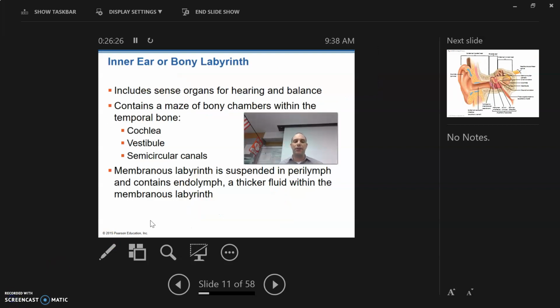The inner ear, or bony labyrinth, includes sense organs for hearing and balance. It's got a maze of chambers within the temporal bone: the cochlea, vestibule, and the semicircular canals. We're really going to talk about these in the next set of notes. The labyrinth is suspended by perilymph and contains endolymph. Those are fluids. Perilymph and endolymph are types of fluids that are within the membrane.